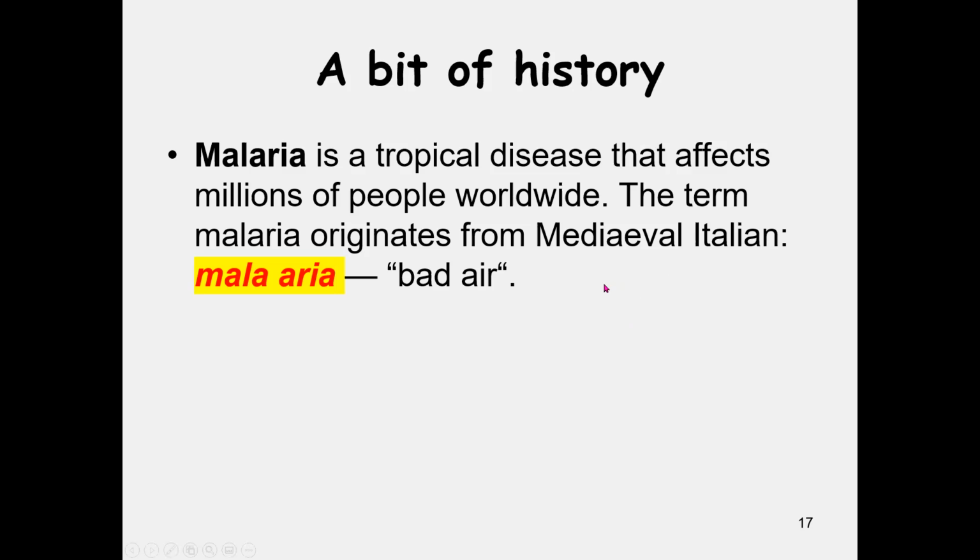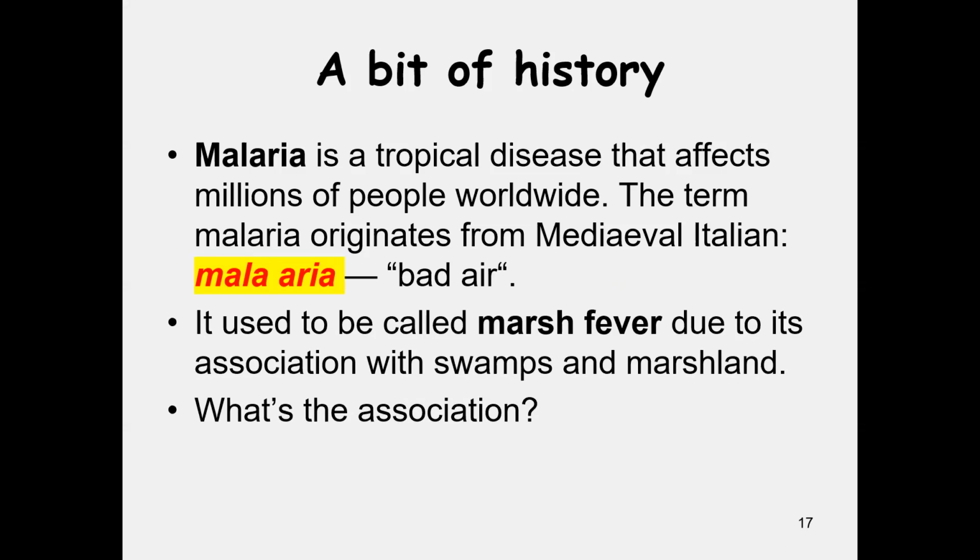Malaria, it comes from the old Italian mala aria, bad air, because they thought that it came from the bad smells from swamps. Now, it used to be called marsh fever. They always thought that the swamps and the bad smell, and people died. And the association, well, swamps usually have mosquitoes.